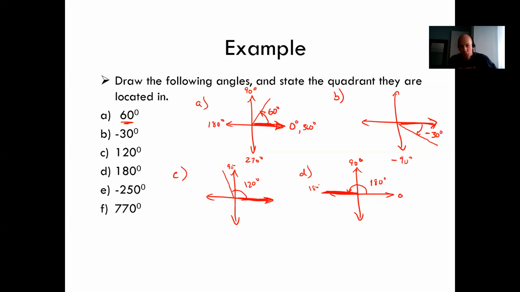Okay, for E, at this moment in time, if you haven't given this a little bit of thought, maybe you want to pause the video and actually try it yourself. What does negative 250 look like? Pause it now and give it a shot.